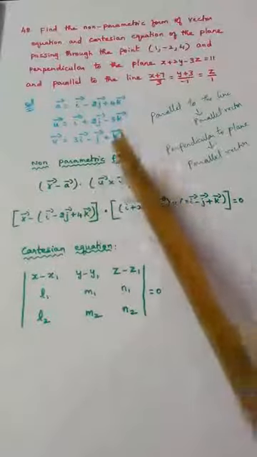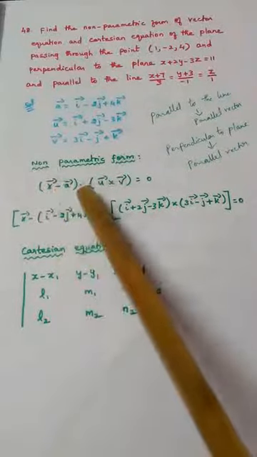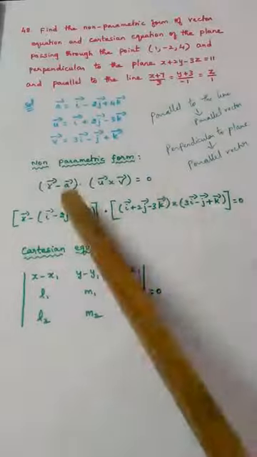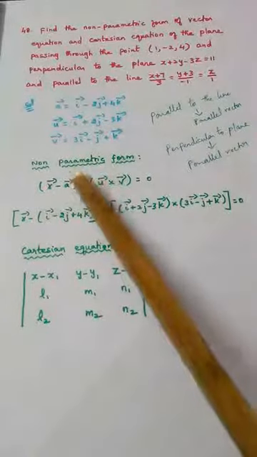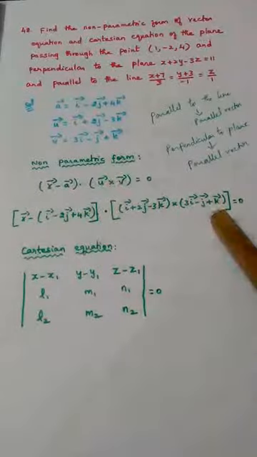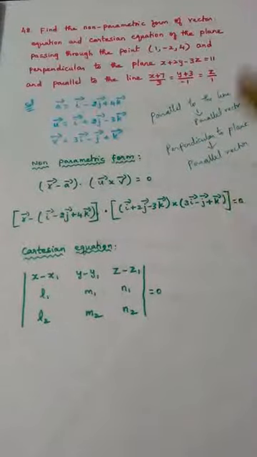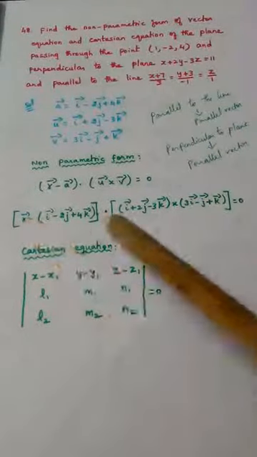Now go for the question what is asked, non-parametric form. So write the heading and write the corresponding formula. R minus a dot u cross v equal to 0. You know very well, in this we need not do anything, just substituting. In place of a write the value, u, v equal to 0. So just substituting we will finish the first part. Second part is nothing but the Cartesian equation.